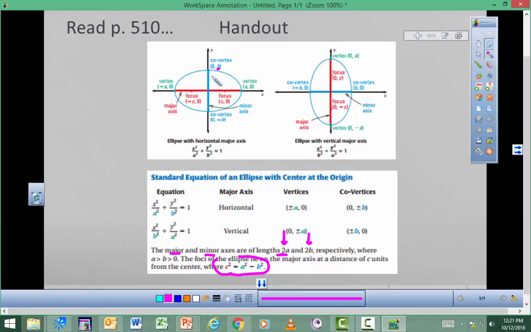And then notice the length here. This length is the minor axis. This length is b. This length, because of symmetry, is b also. So the entire length is 2b. And again, the b and the a are coming from these numbers that are under the x squared and the y squared. They will always come from underneath.